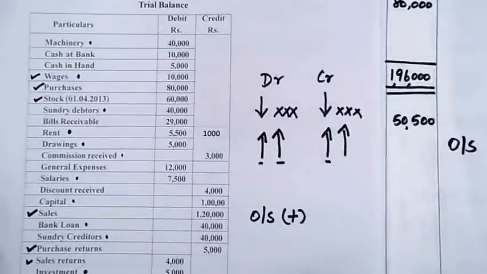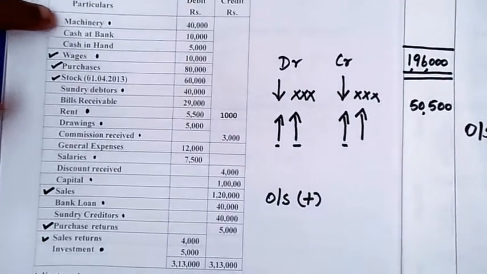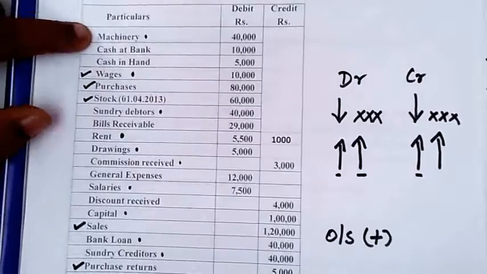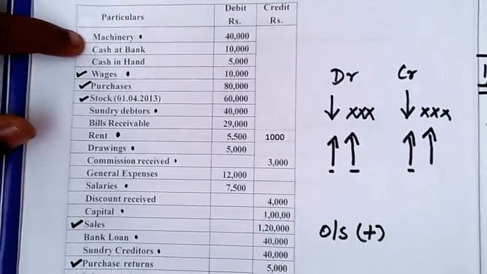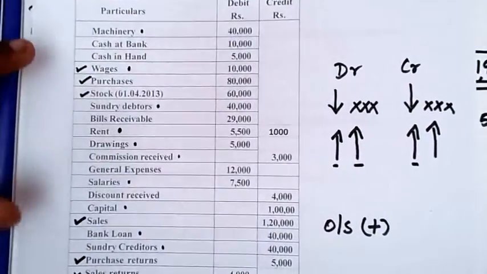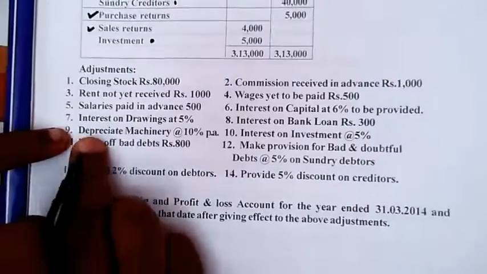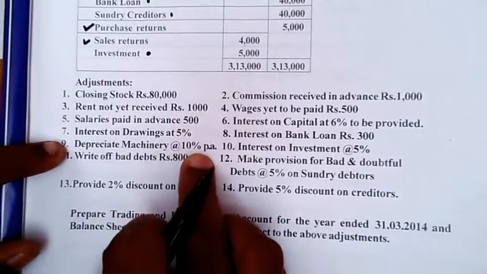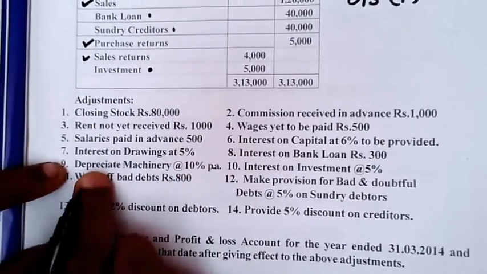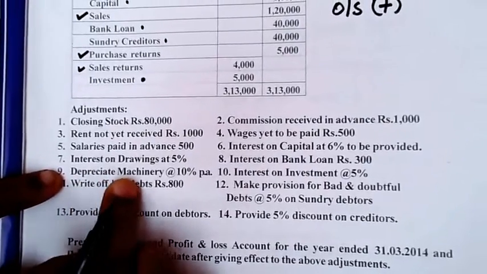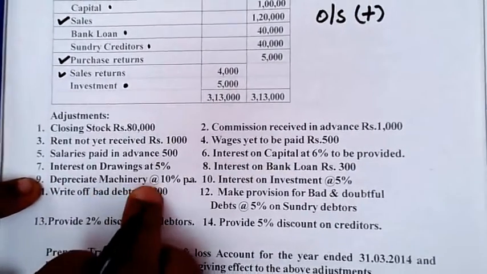Just see the item. So what is the first one? Machinery. So machinery is an asset, no? We need to refer the adjustment. Machinery account 40,000 is there. So what is the adjustment? Depreciate machinery at 10% per annum. So what is the meaning of depreciation? Depreciation means decreasing the value of asset.